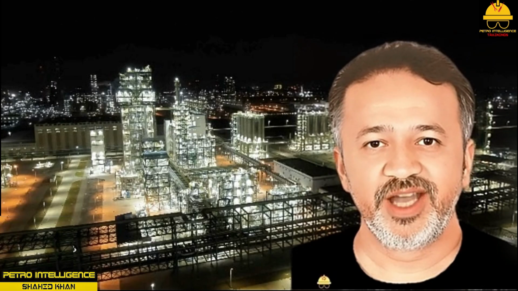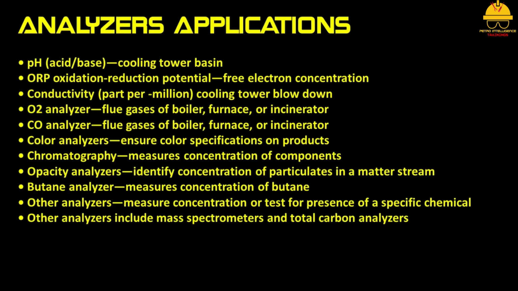Analyzers are used in the following systems. pH is used for acid-base concentration in a cooling tower basin. ORP, oxidation reduction potential, is used for free electron concentration. Conductivity, parts per million, is used for cooling tower blowdown. An O2 analyzer is used for flue gases of a boiler, furnace, or incinerator.